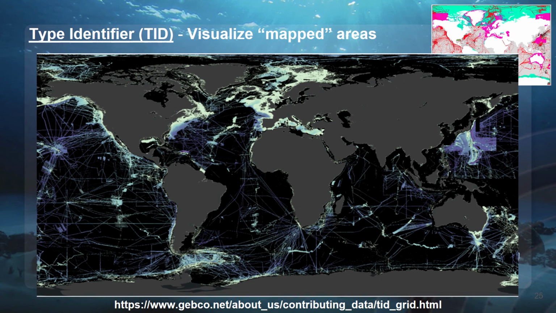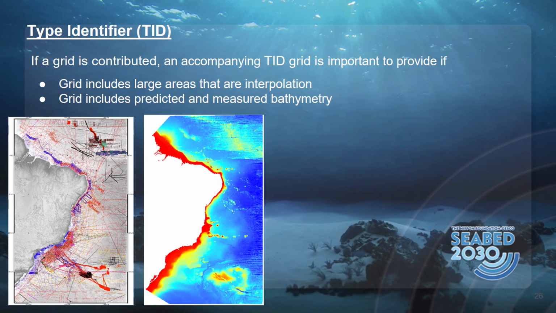And of course, as you zoom in, the small little track lines of data become more apparent. It's not entirely black as it looks at this scale, but as you zoom in, you can see where the data gaps are. I just wanted to emphasize that it's important to provide this kind of information, particularly if you're sending us a grid that is the combination of observed data and interpolated or predicted data.